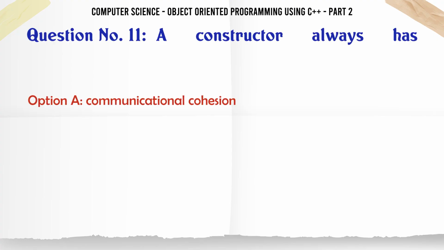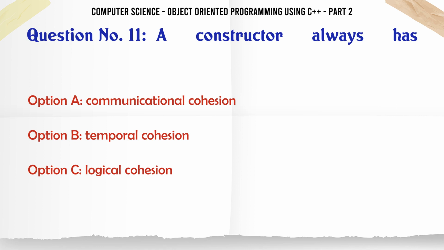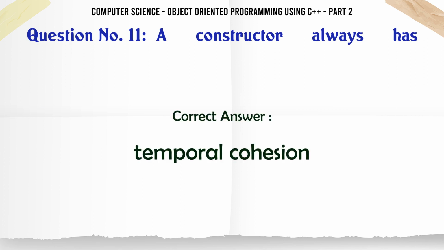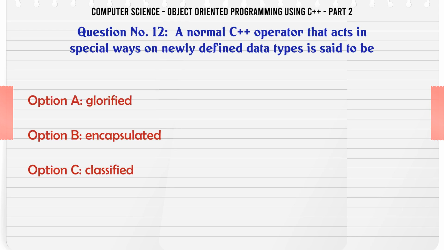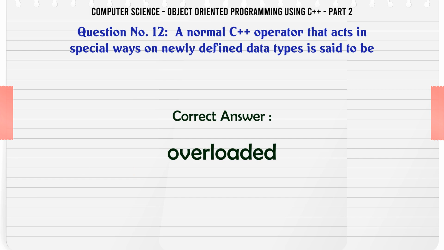A constructor always has a. communicational cohesion, b. temporal cohesion, c. logical cohesion, d. no cohesion. The correct answer is temporal cohesion. A normal C operator that acts in special ways on newly defined data types is said to be a. glorified, b. encapsulated, c. classified, d. overloaded. The correct answer is overloaded.